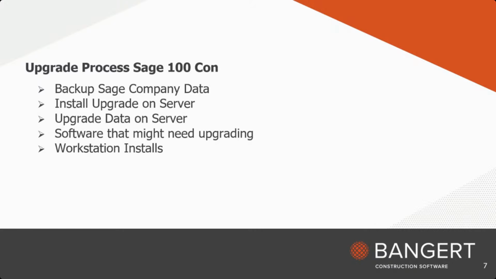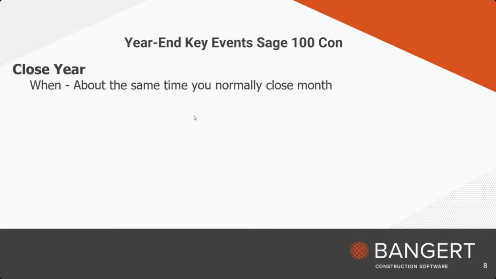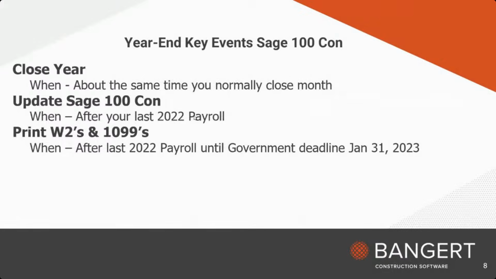And if we move on to the key events, we can actually bring all those up, and we'll talk about the differences. So the key events with Sage 100 are actually reduced again. Same idea, same thing, but simpler.